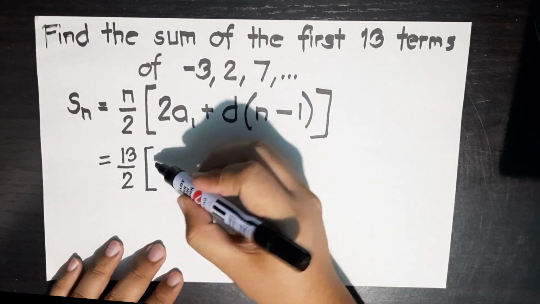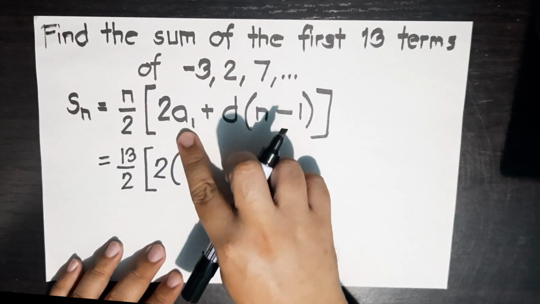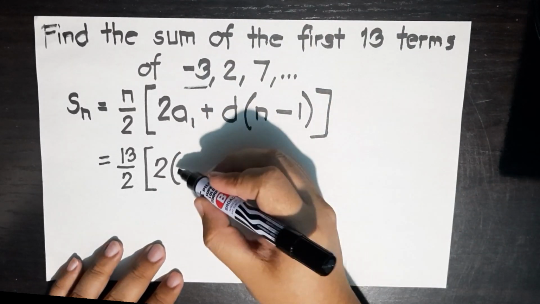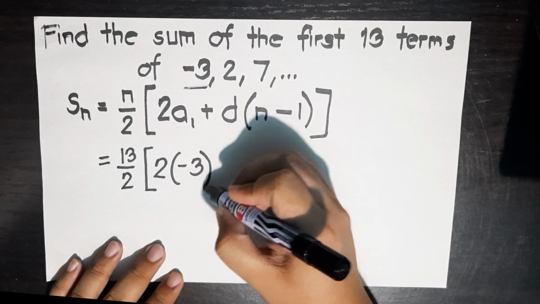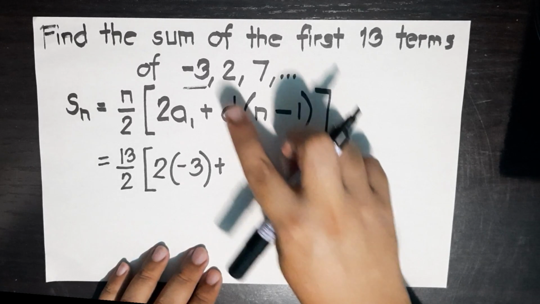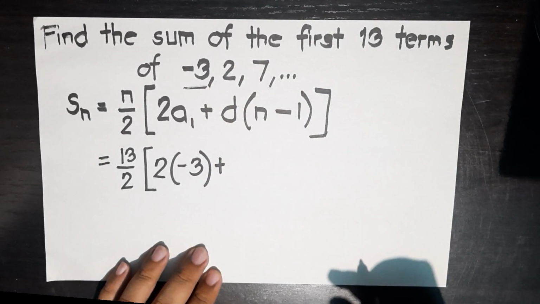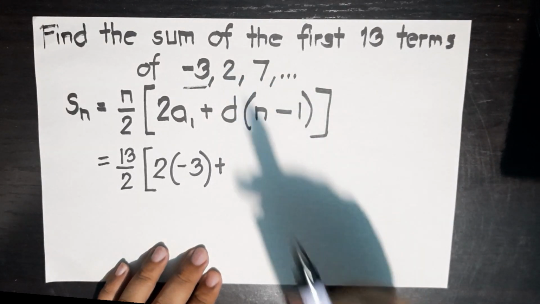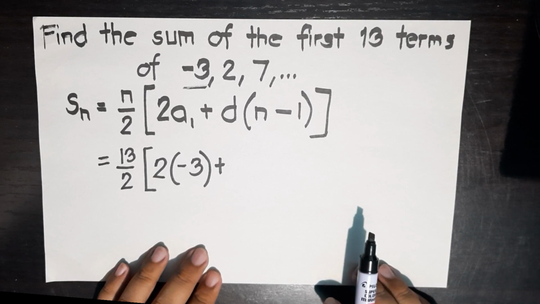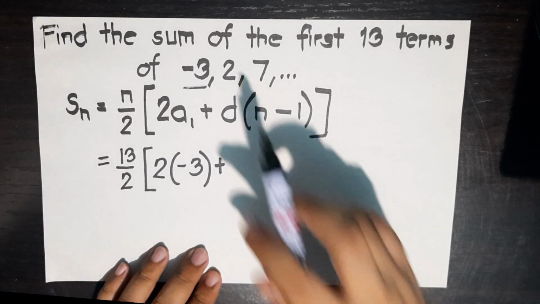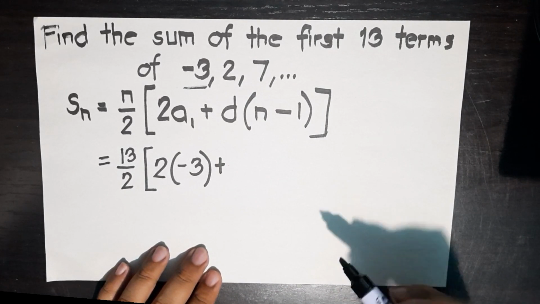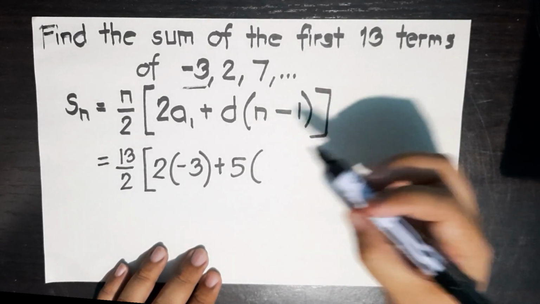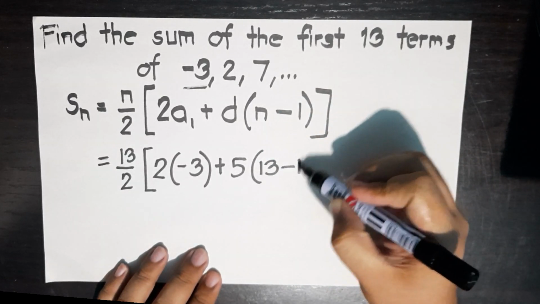Let's draw a bracket, and then 2 times a sub 1, which is the first term of your arithmetic sequence, and that's negative 3. Plus, your common difference: what will you add to negative 3 to make it positive 2? Positive 5. From 2 to 7, you also add positive 5. So your common difference is positive 5, times n, here 13, minus 1.